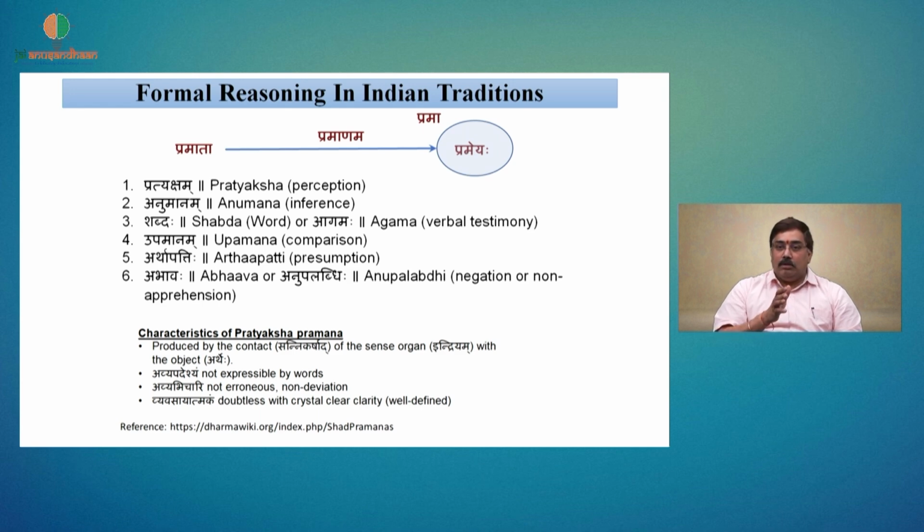And then, of course, it also has to be avyabhichari. That means it should be non-erroneous, non-deviating. My tongue is clean and things like that, so I'm actually able to perceive it correctly. And vyavasayatmaka, there should be crystal clear clarity on what it is. And again, it is produced by the contact with my tongue, which is the sense organ. So these are the characteristics of the Pratyaksha Pramana.